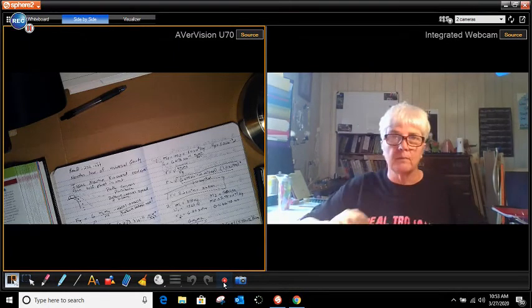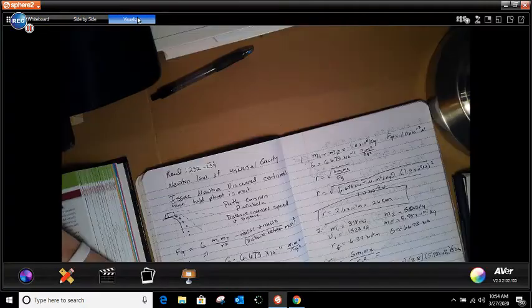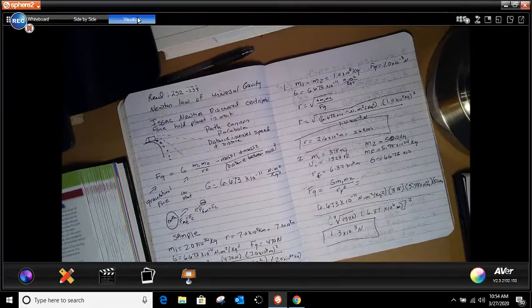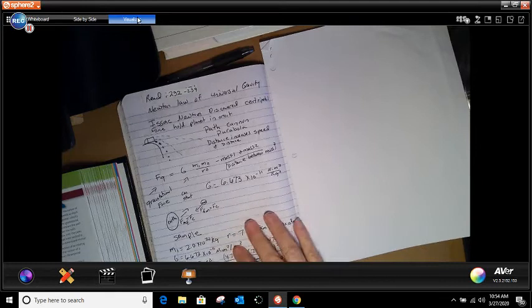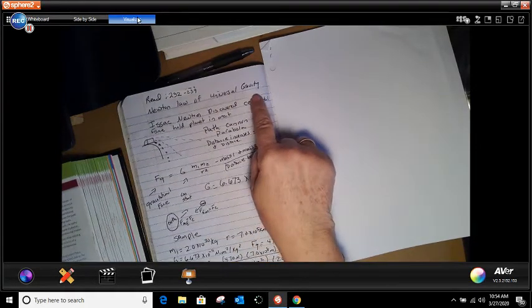So in here, the first thing we're going to do is look at the ones on the right first. That's my one pager. So if we're talking about this here, we're talking about Newton's law of universal gravitation.